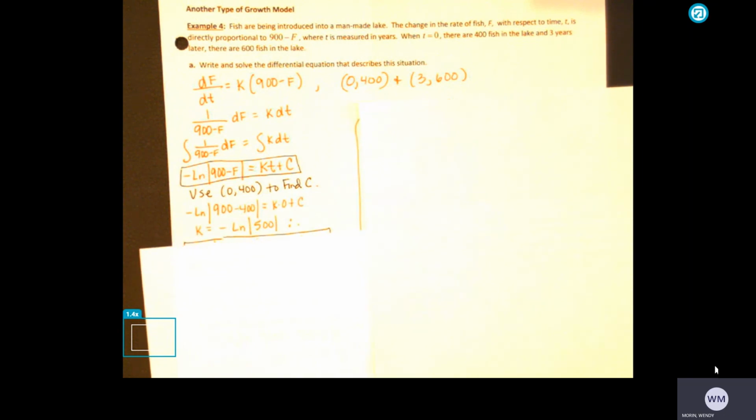Okay, so the first thing again is use your first point. It really doesn't matter which point you use, but I just like to use the one with the 0 in it. Use your first one to find C, and when you do that, oops, that's supposed to be C equals, not K equals.